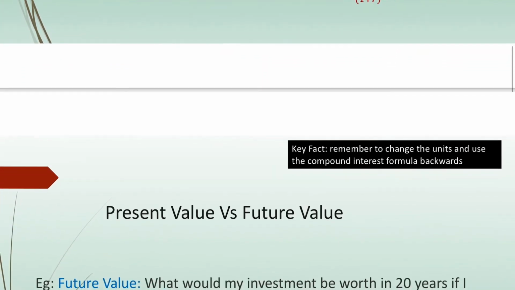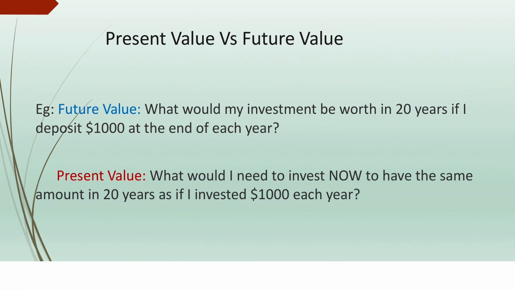So how do these two ideas connect? Present value and future value. If I want to know what the future value is, I'm asking, what would my investment be worth in 20 years if I deposit $1,000 at the end of each year? If I want to know what the present value is, I'm asking, what would I need to invest now to have the same amount in 20 years as if I invested $1,000 each year?